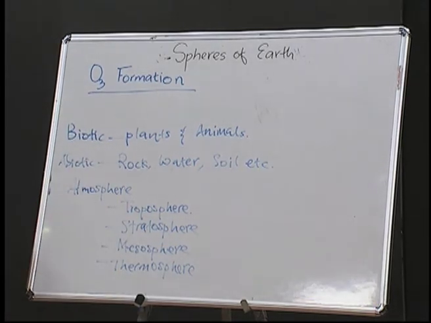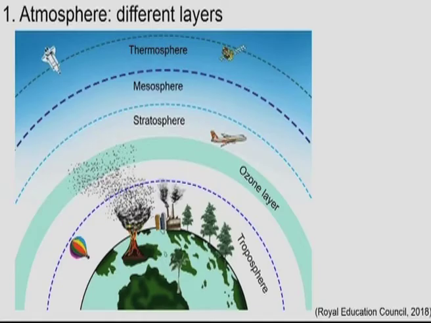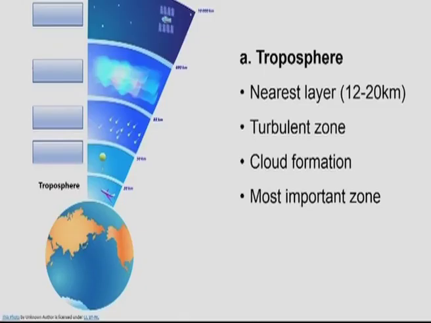The third one is the mesosphere, and the fourth one is the thermosphere. So we are going to deal with each layer separately. Let us move on with the troposphere.